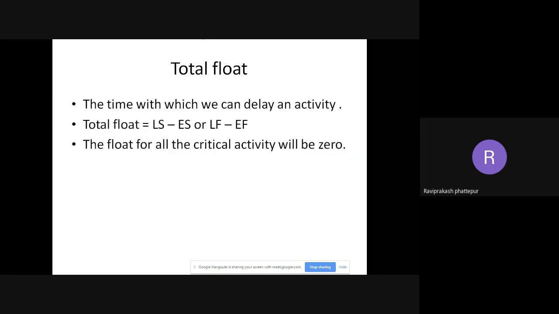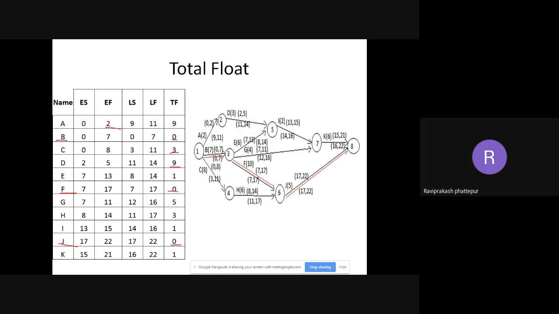So this is total float, the time with which we can delay an activity. Total float is equal to LS minus ES, that is latest start minus earliest start, or latest finish minus earliest finish. Then the float for all the critical activities will be 0. I just explained, like I went back here. BFJ I have marked here also. B, you can check, it is 0 here. For F again 0 here. Then for J again 0 here. So the float for all the critical activities will be 0.